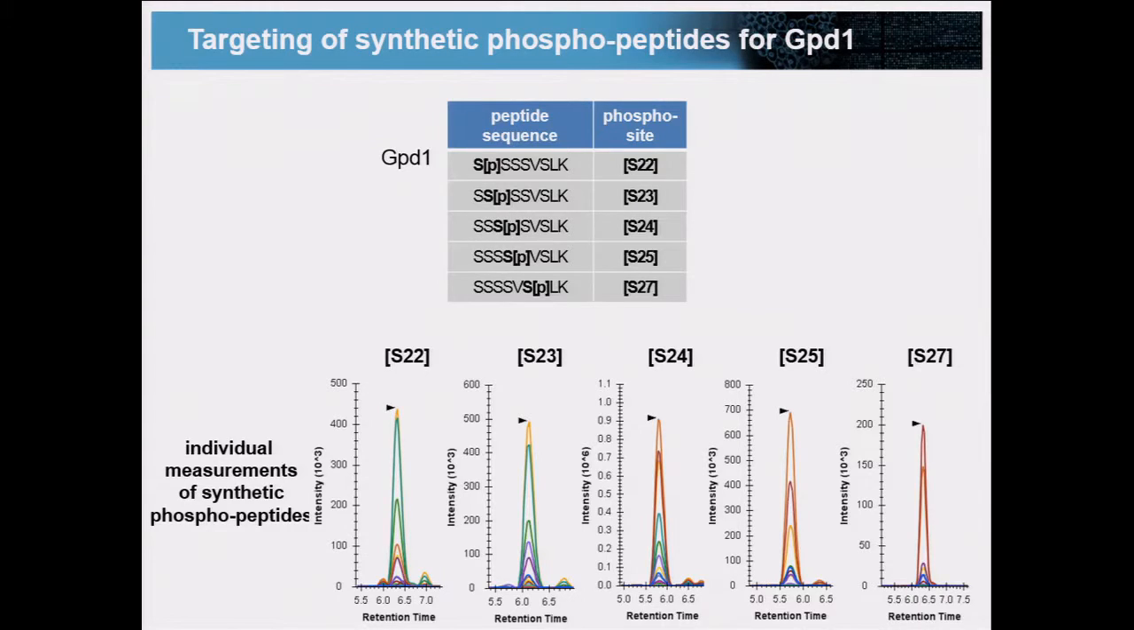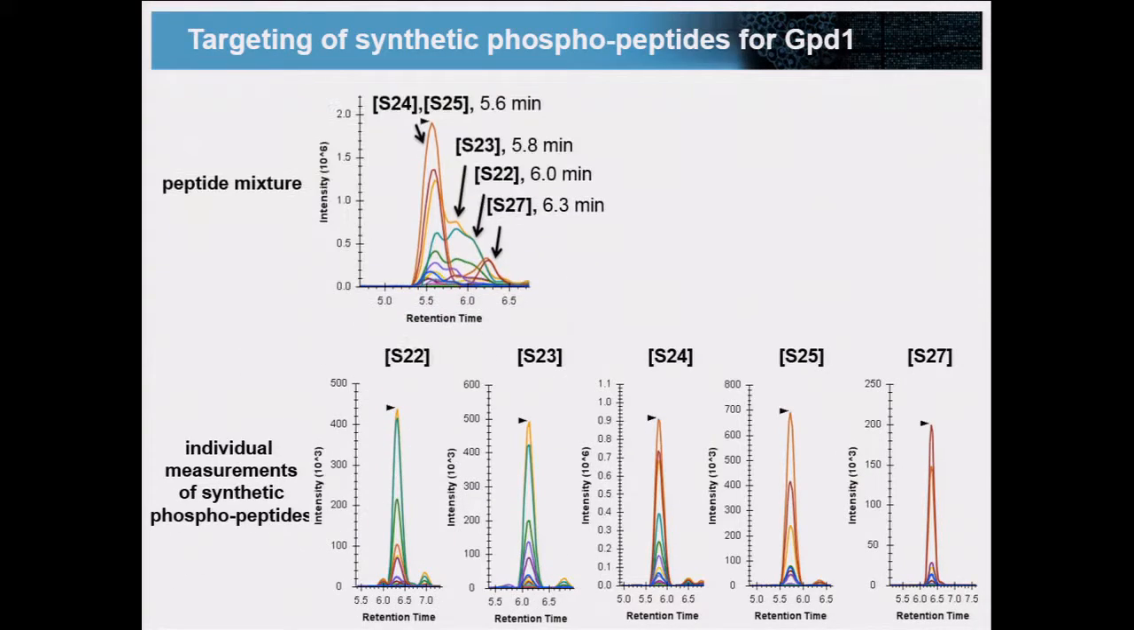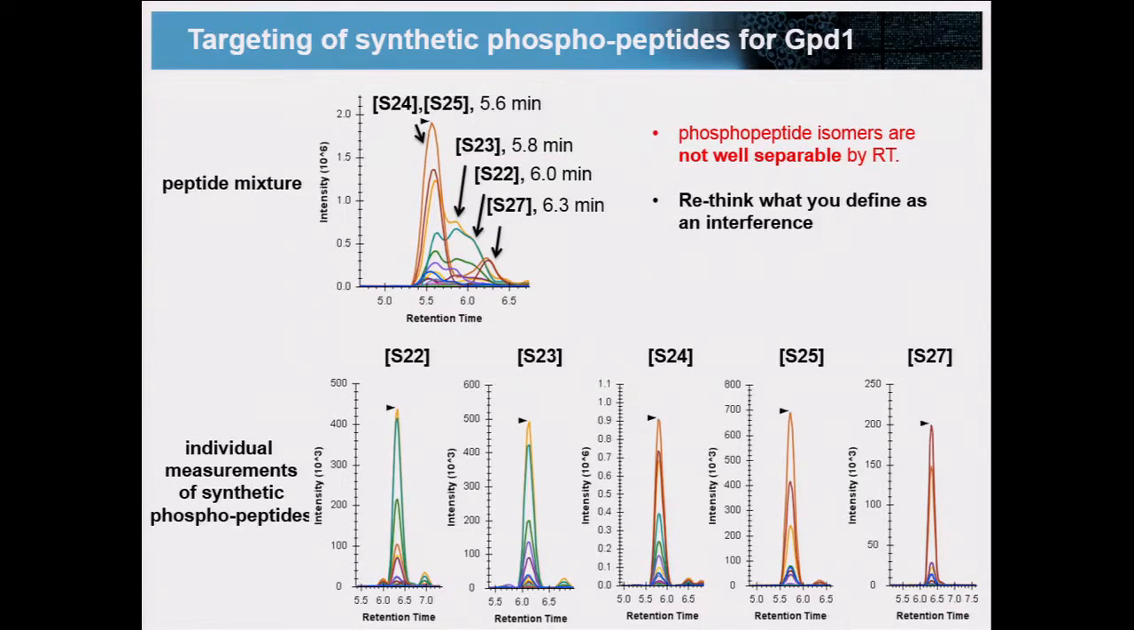Again, we measured each one of them separately as a synthetic phosphopeptide, and unfortunately when we mixed them, what we got was something like this. So this is kind of a mess. We have here some peptides that are completely coeluting, somehow separable, sort of big shoulders, etc. I would say that here the phosphopeptide isomers are not very well separable by retention time.